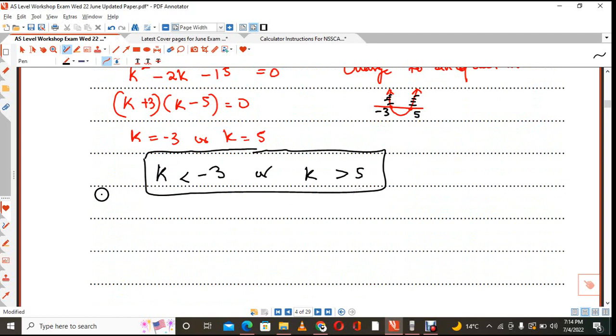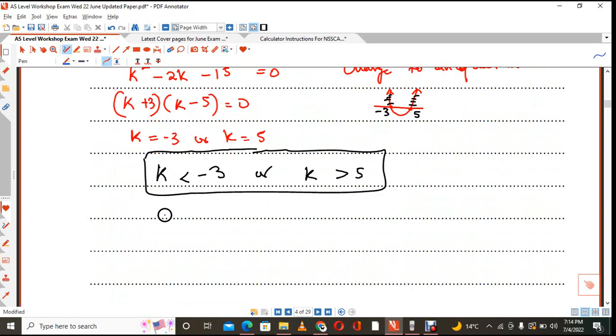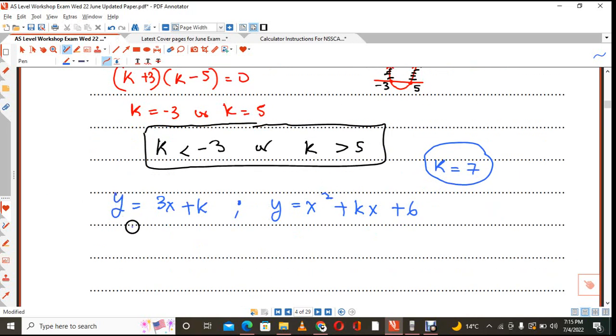So remember, what I'm doing right now, we're done answering the question. So let's say our straight line was y equals 3x plus k. Our curve was y equals x squared plus kx plus 6. So let's look for values of k that are greater than 6. So let's say if k equals 7, are these two graphs going to intersect? So I'm going to have y equals 3x plus 7, and the other one is y equals x squared plus 7x plus 6.